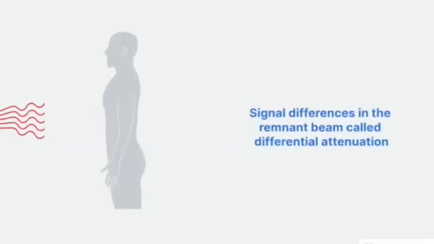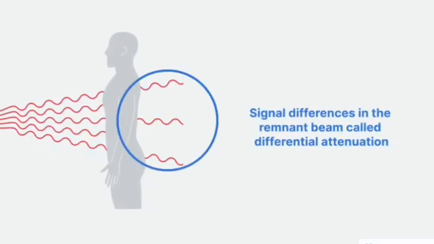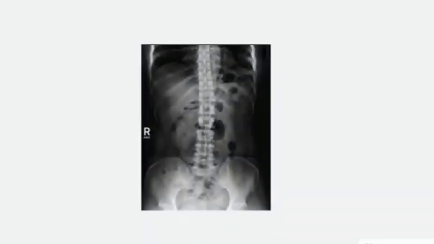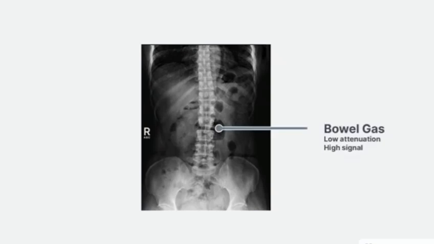To understand how these procedural factors influence image contrast, we do need to understand how image contrast is created. Image contrast exists because of the signal difference in the remnant beam. We call this differential attenuation. Basically, different body structures attenuate the beam at different levels. For example, in this radiograph of the abdomen, low-density areas like this bowel gas attenuate only a little radiation, so a high radiation signal exits the patient in this area.